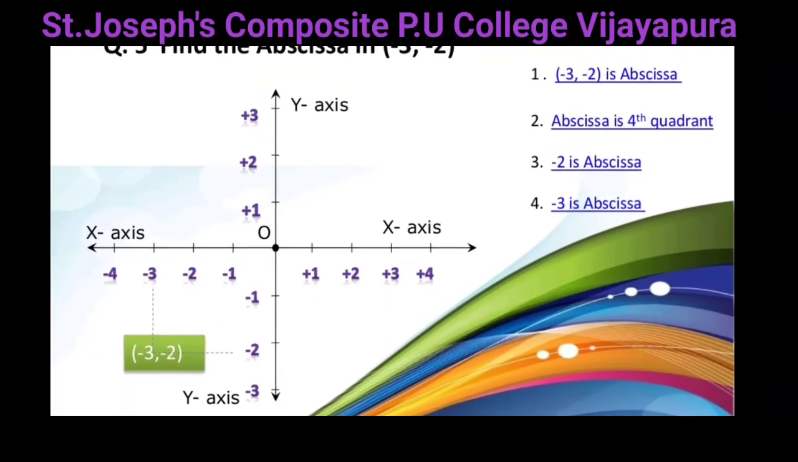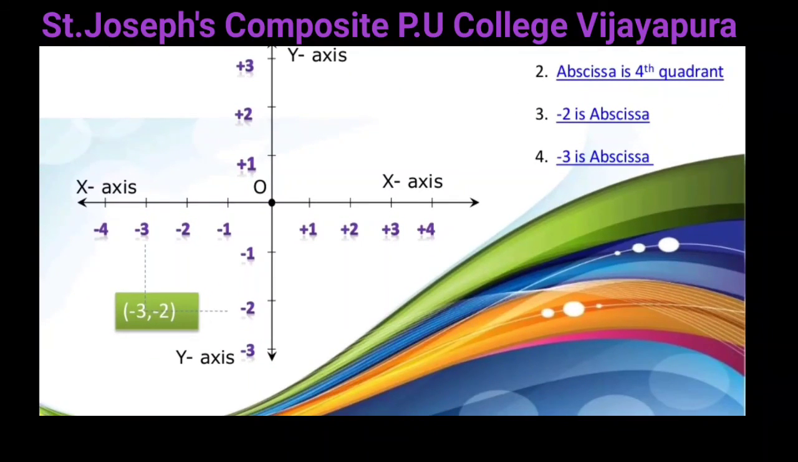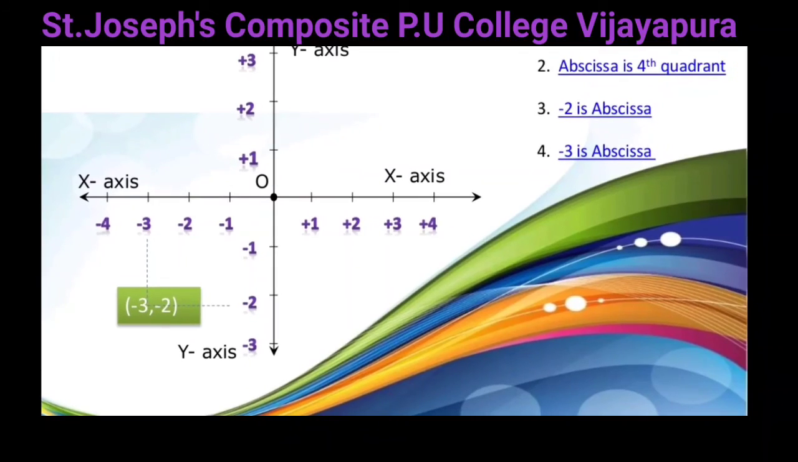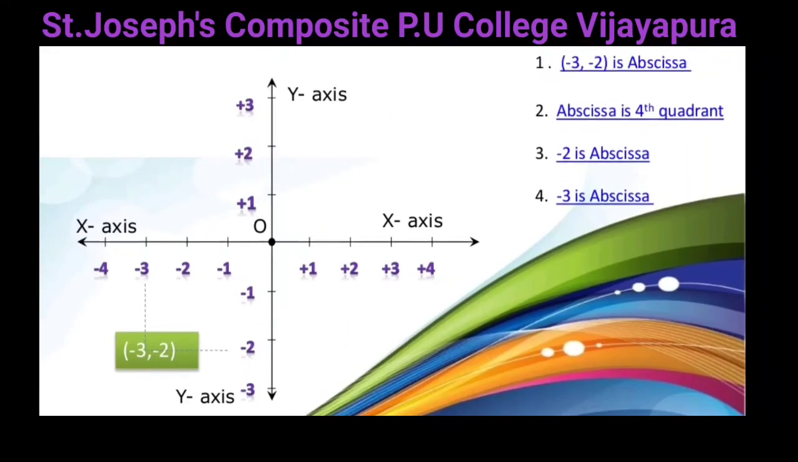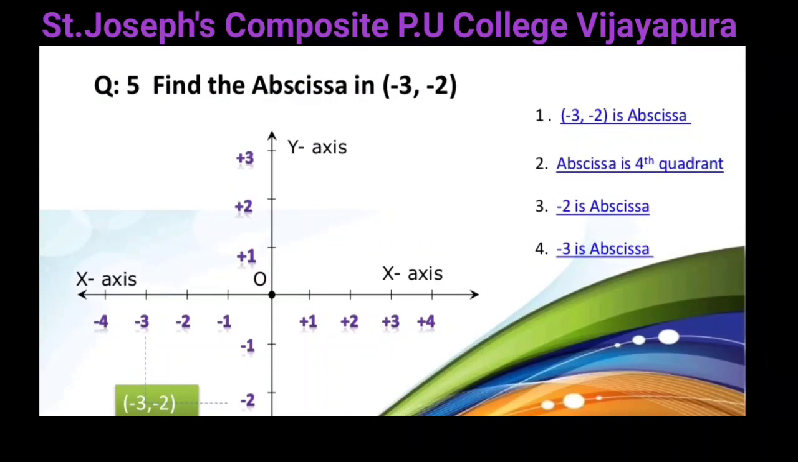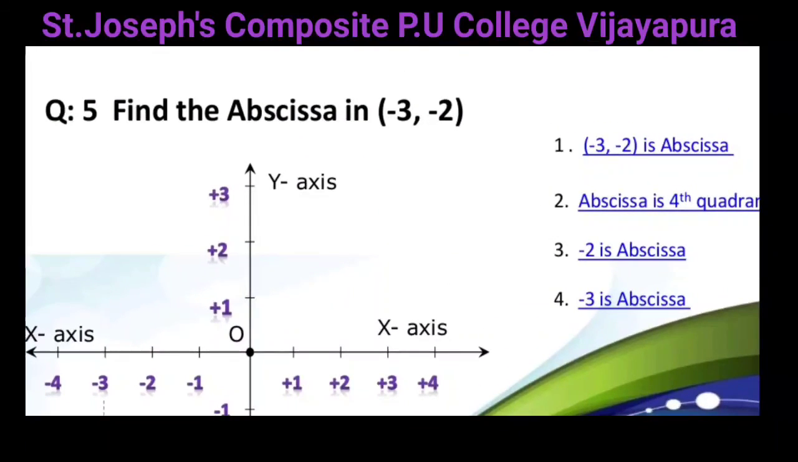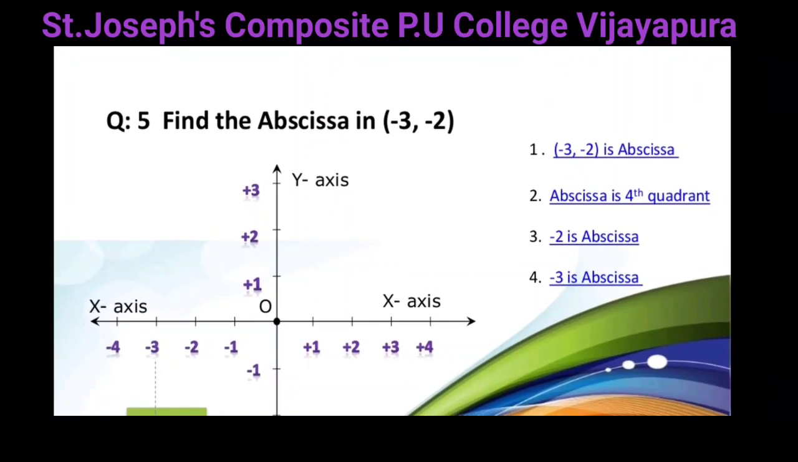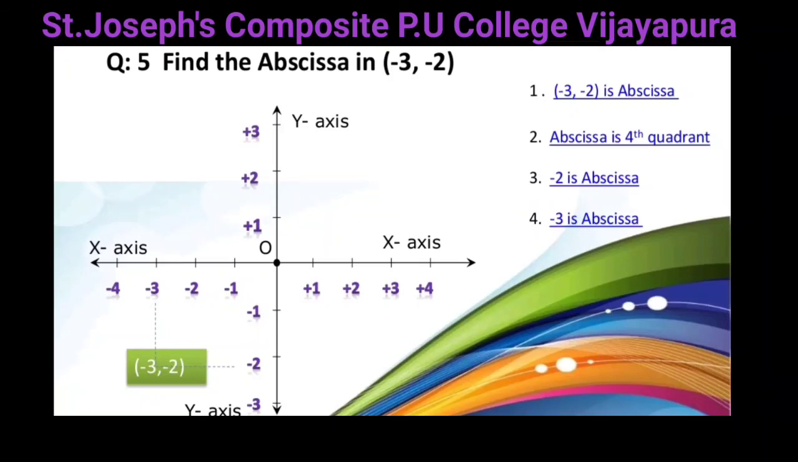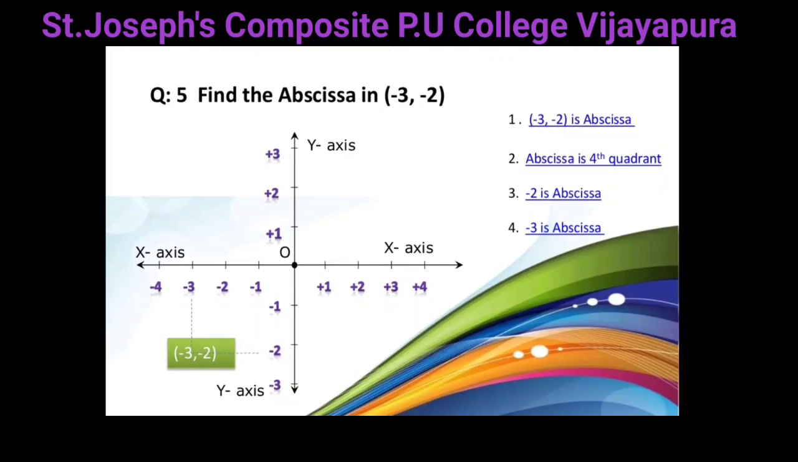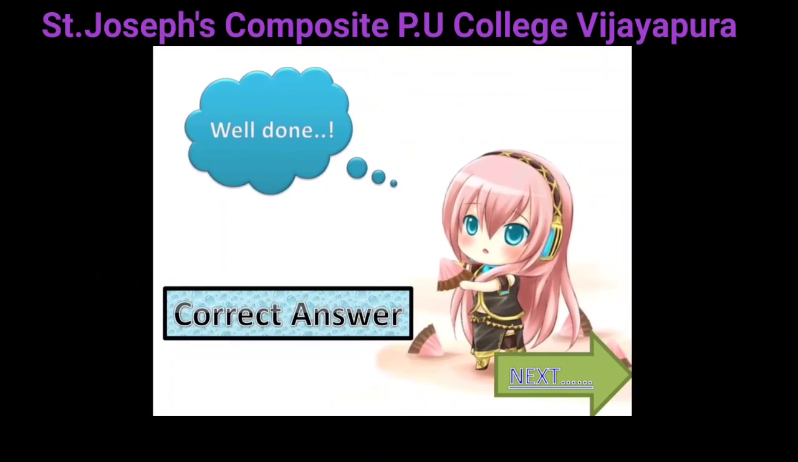Minus 3 comma minus 2 comes under the third quadrant, because x is negative and y is also negative. I already told you the x coordinate will be the abscissa and the y coordinate will be the ordinate. So here minus 3 is the abscissa. The fourth option will be the right one. Well done if you gave the right answer.